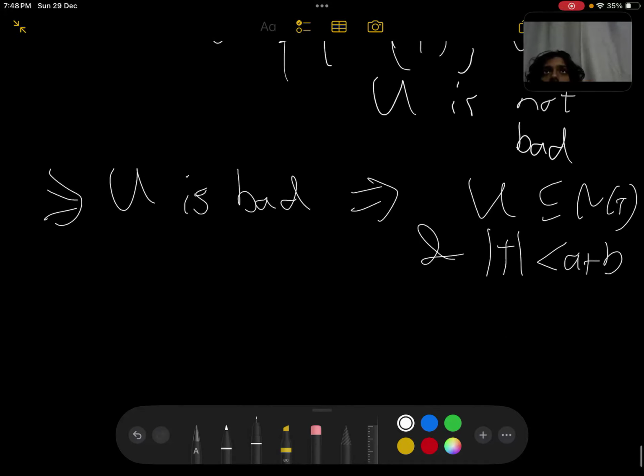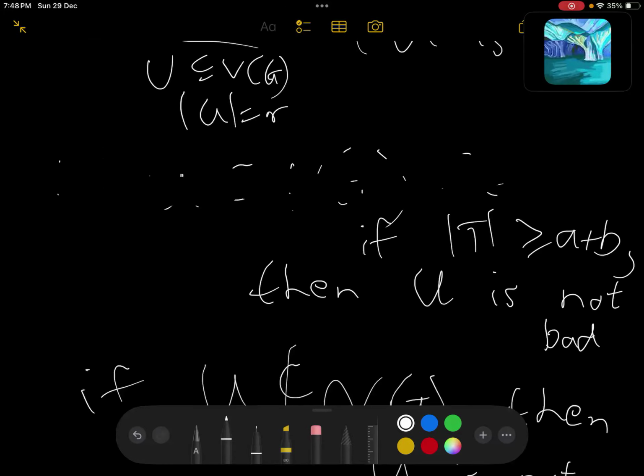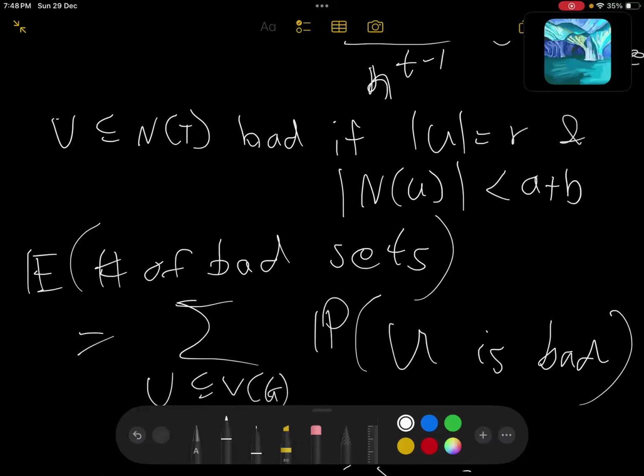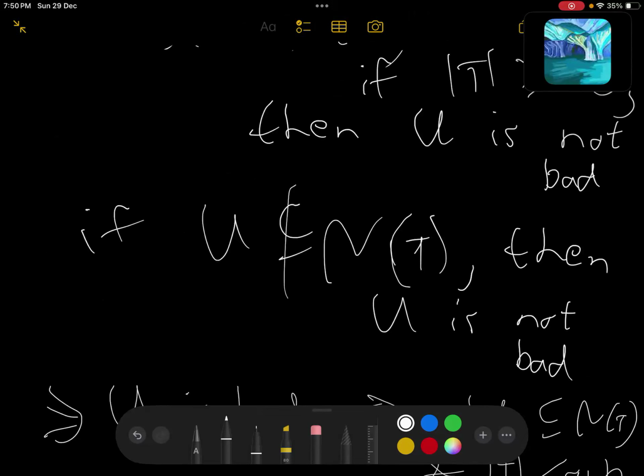Yeah, I got that. But you said that if mod T is greater than A plus B, then T will contain that. Why is that true? I said if mod T is greater than or equal to A plus B, then U is not bad, because then NU will contain T, with U a subset of NT. Every element of T is a neighbor of every element of U. So NU will contain T. Just write this here: NU contains T. So if mod T is at least A plus B, we are done. That's the best case scenario.